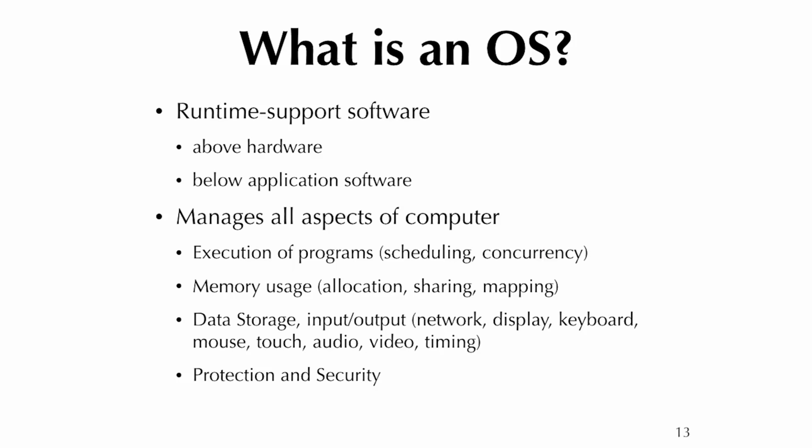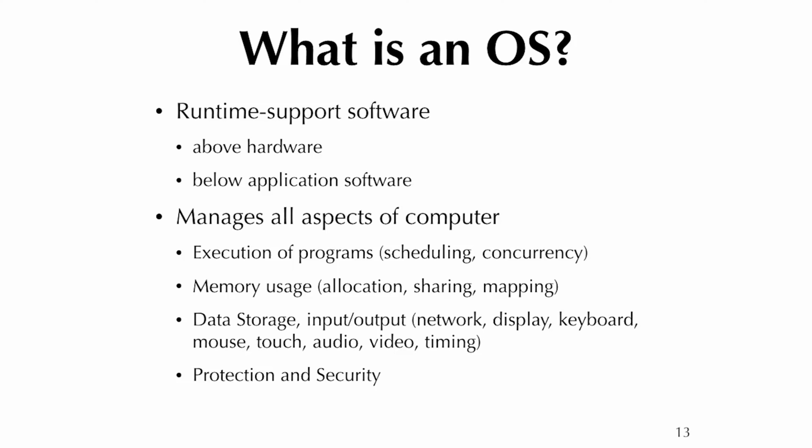So what is an OS? Well, really, it's runtime support. Think of it that way. It's above hardware, below application software. So that's what an OS is supposed to be. But some people say, well, what about any library code that you link in? Is that OS? Well, maybe not. So an OS is really a structure. Think of it as a stable structure.